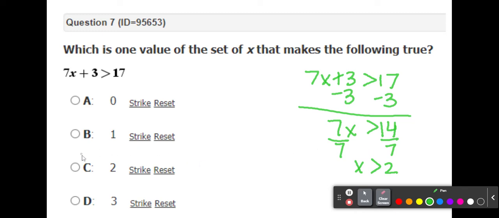And a lot of you got this wrong because you saw the 2 right here and just said, oh, that's the answer. But the answer is any number that can go here, which means it has to be a number greater than 2. And that correct answer was D.